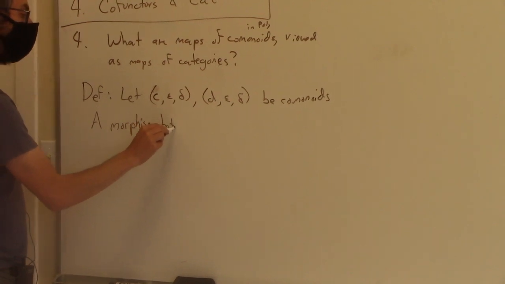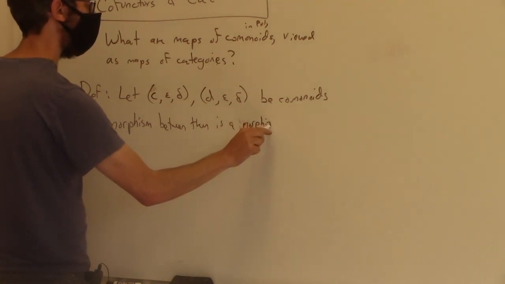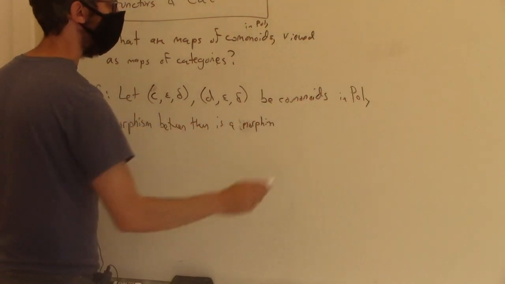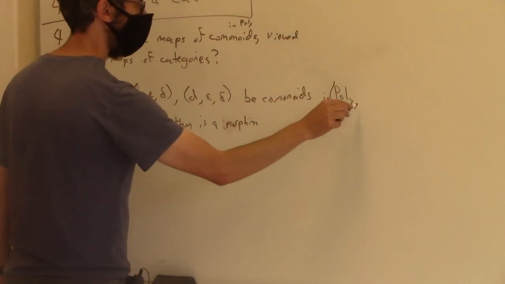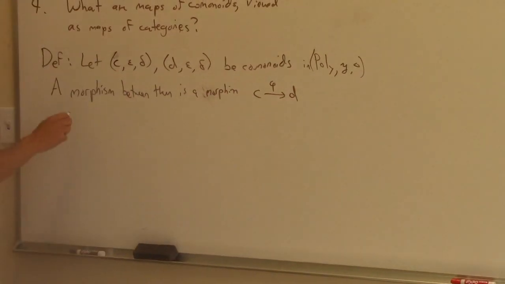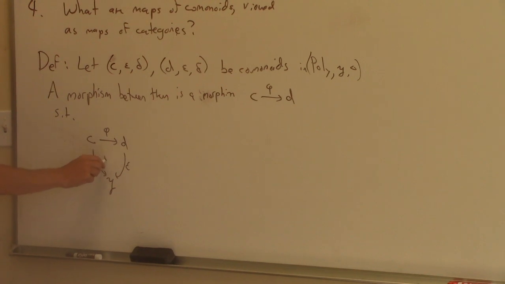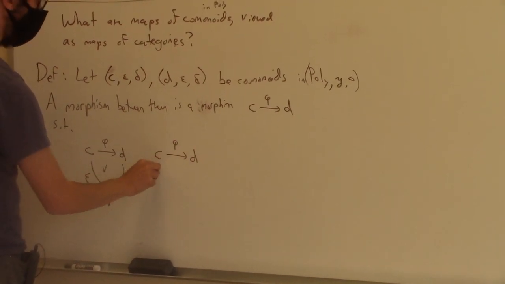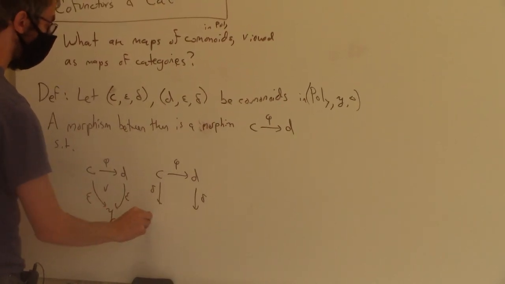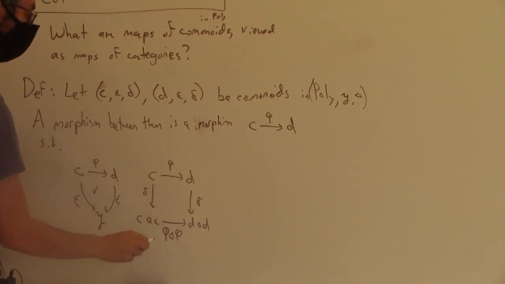A morphism between them is a morphism C to D in Poly, though everything I'm going to say would be true in any monoidal category, such that 2 things commute. One is you do C, and then you go to D, and then you go to y with epsilon in either case, and this should commute. And the other one is if you go from C to D, and then you delta both sides, and then you use phi monoidal product phi, that should commute.